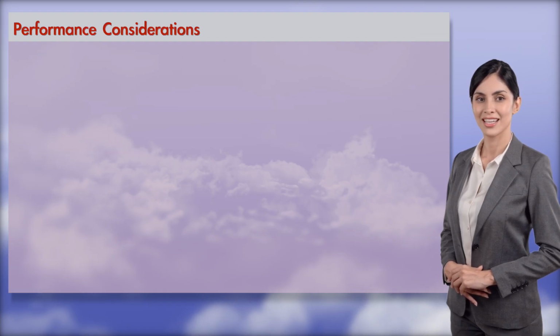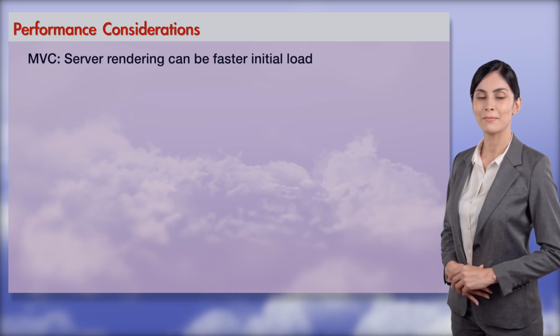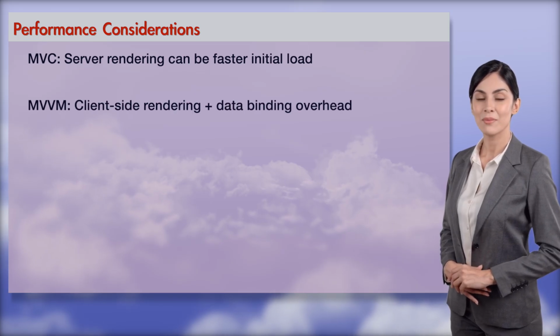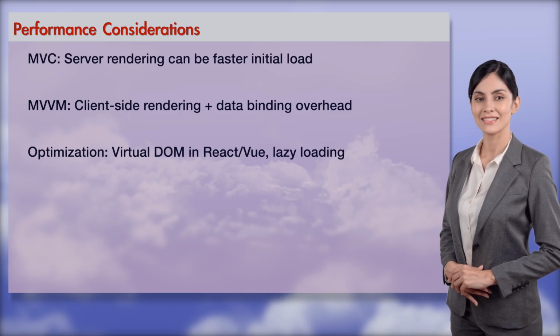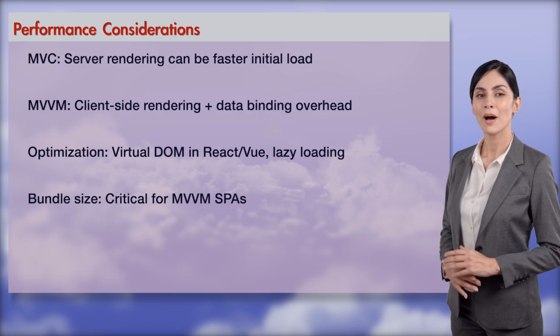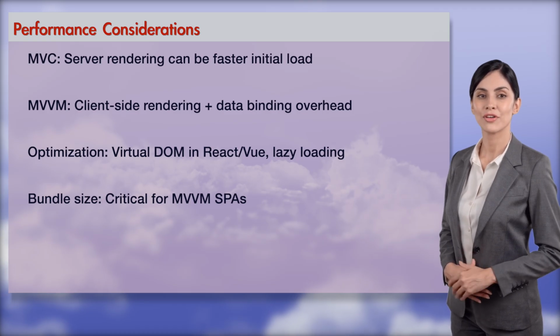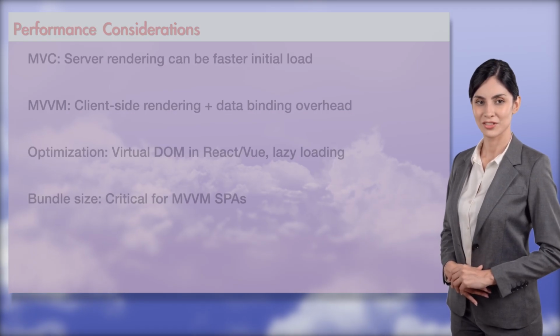Performance considerations. Classic MVC with server rendering often provides faster initial load and better SEO. MVVM and single-page applications incur client-side rendering and data binding overhead but enable rich interactions. Modern optimizations like virtual DOM and lazy loading mitigate this. Bundle size management is critical for MVVM single-page applications.